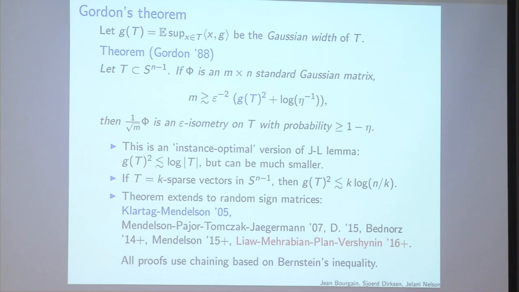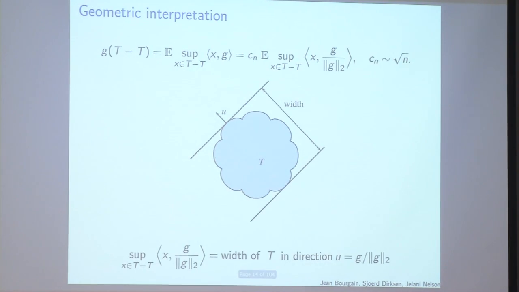But still, people take this additional step to formulate this in terms of the Gaussian width. And the reason is that this parameter actually has a geometric meaning. So this is something we haven't seen before, so I thought I'd show you a little picture. So the picture is actually not for g of T, but g of T minus T. So this expected sup here. What you can do is divide the standard Gaussian by its norm and pull out the expected norm here. And that will give you some constant which is universal. Universal, depends only on n. Doesn't really matter what it is. And then this g over its norm is uniformly distributed on the unit sphere.